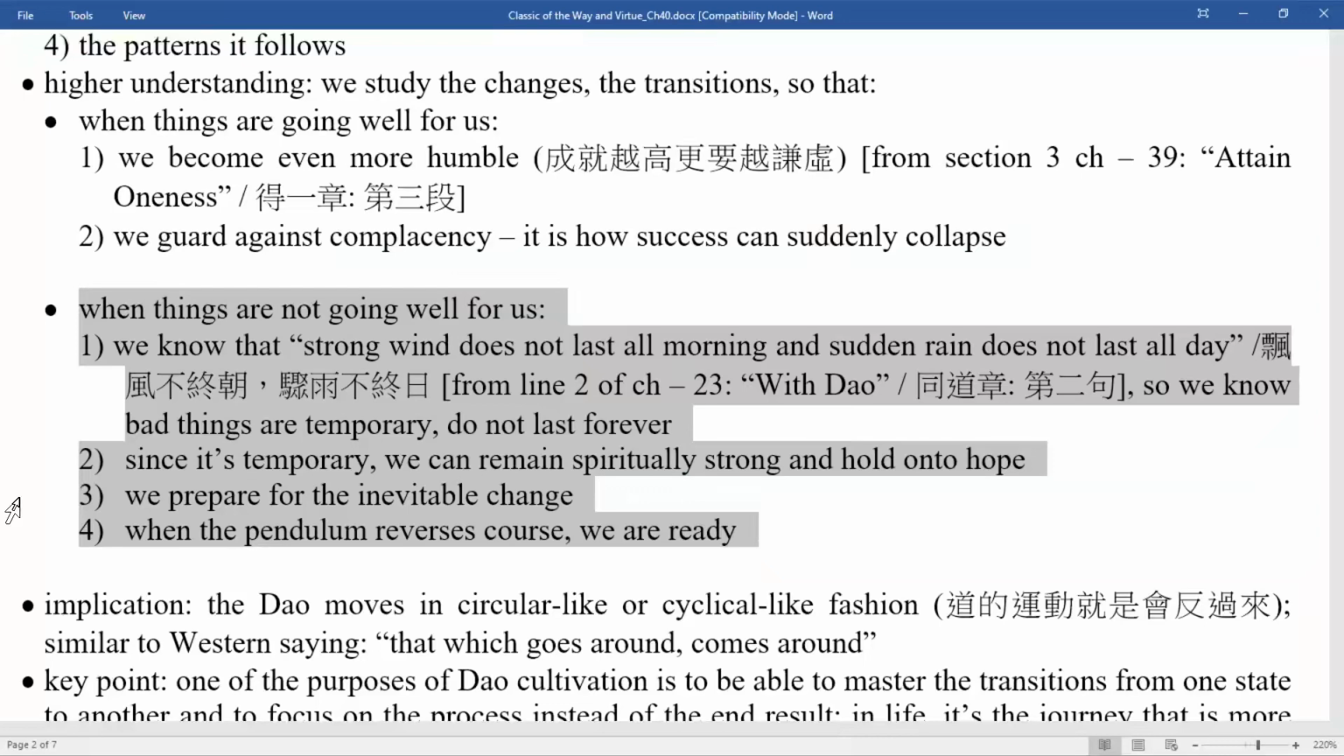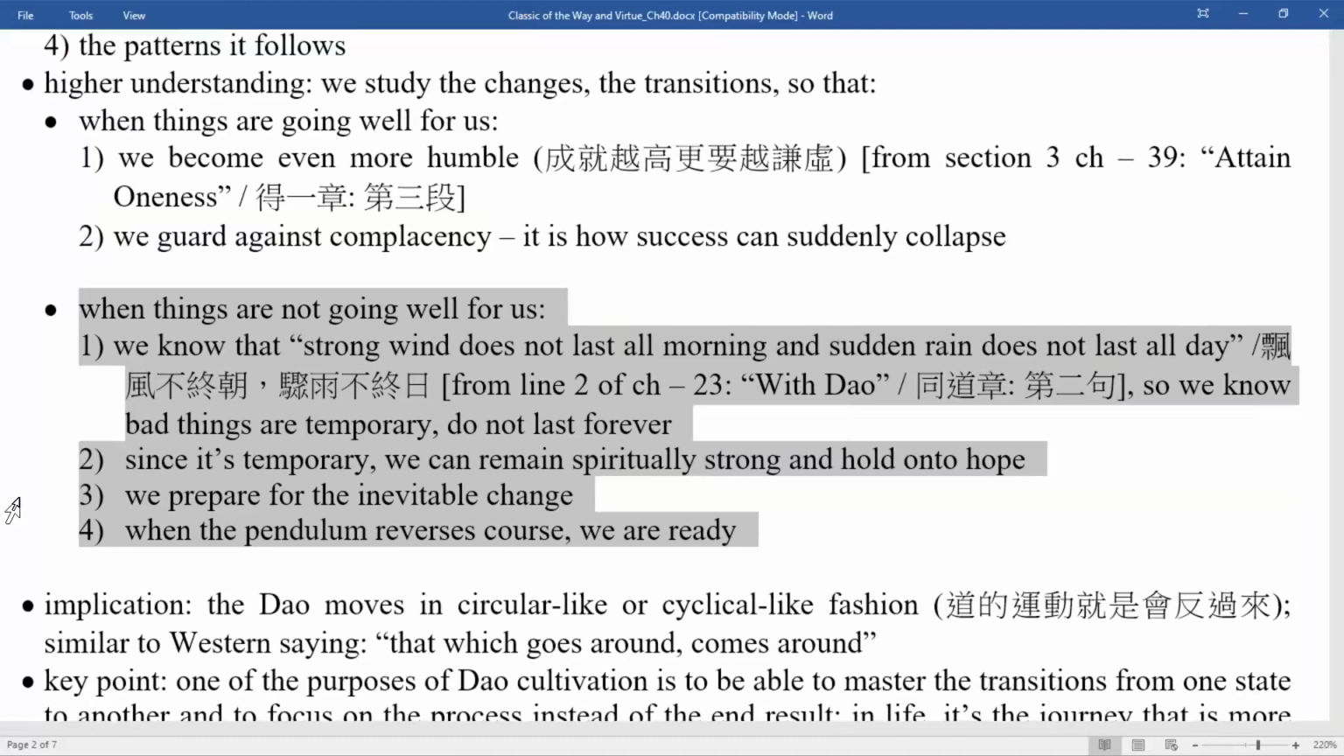And then three, if we know that, then we can prepare. We know that it'll change. The situation, the circumstances that are bad will change for the better. And when the actual pendulum reverses course, when the negative situations and circumstances start to change, we'll be ready. So that's why it's important to know the changes, how things change.